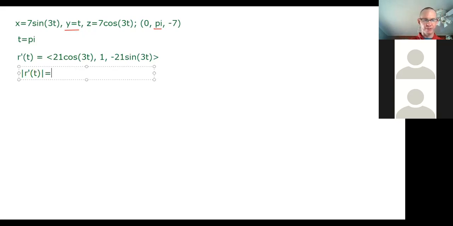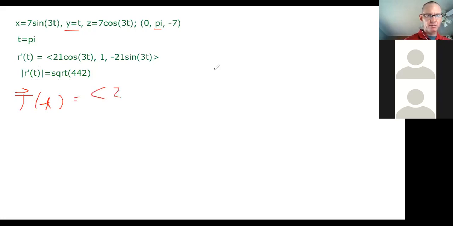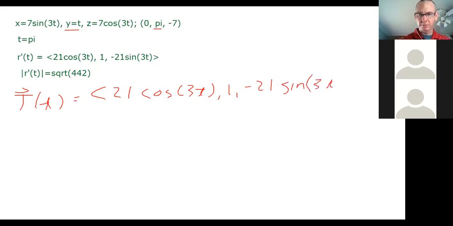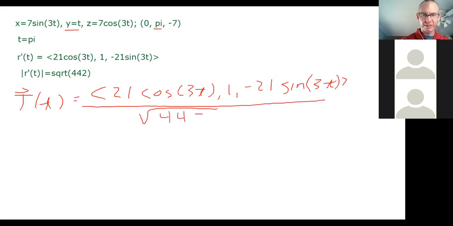$441 plus 1 is 442, so it's the square root of 442. So our T vector is going to be 21 cosine 3t, 1, negative 21 sine 3t, all over the square root of 442.